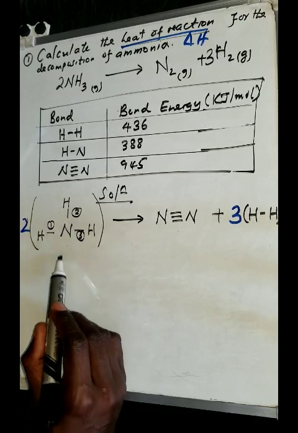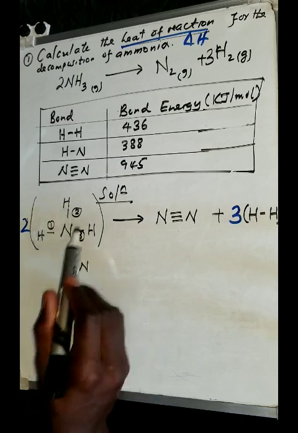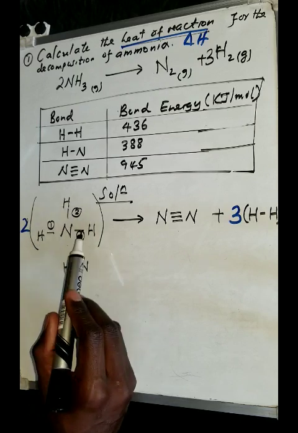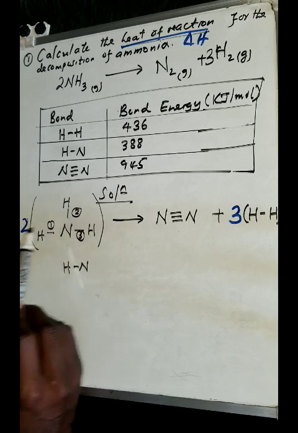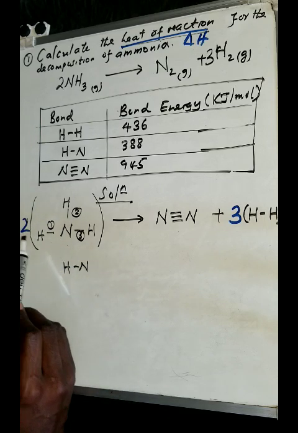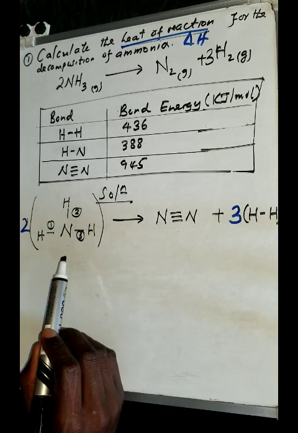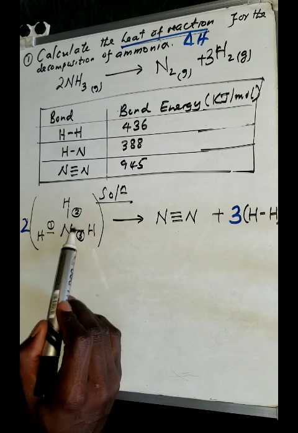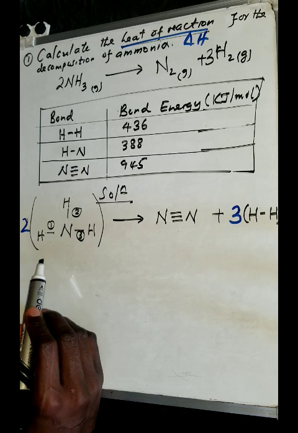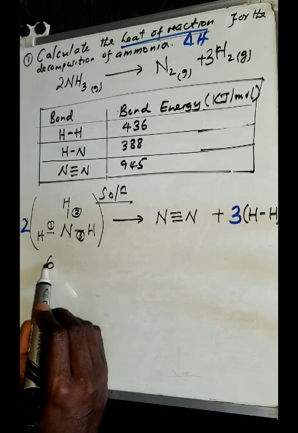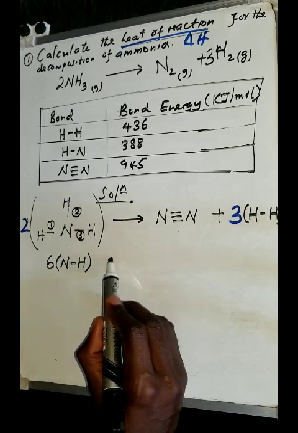So in this case, the nitrogen to hydrogen bonds that I have in this molecule are actually 3. But that 3 is multiplied by the 2 that is outside. So it simply means that altogether you are going to find that there are 6. So you have 1, 2, 3, but because there are 2 of these molecules, that 3 is multiplied by 2. So it gives you 6 nitrogen to hydrogen bonds. That is what we know there.